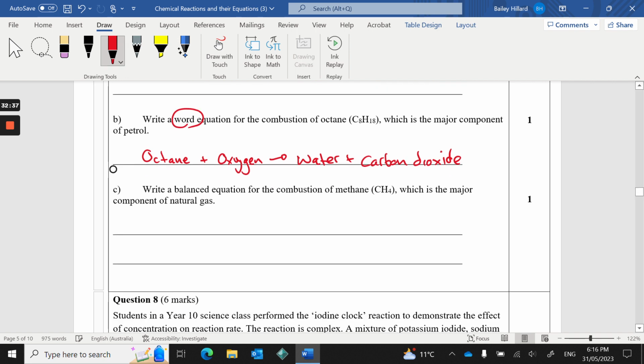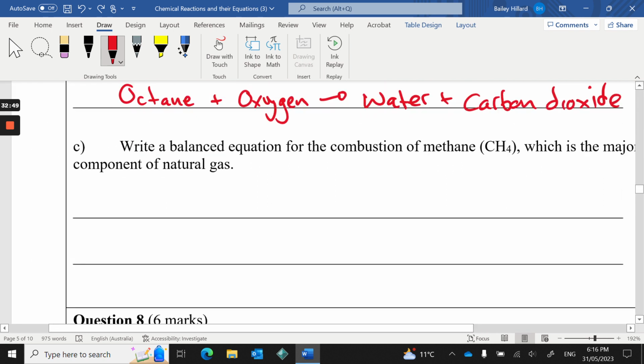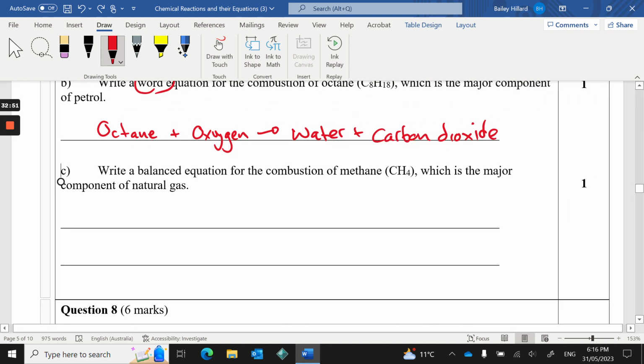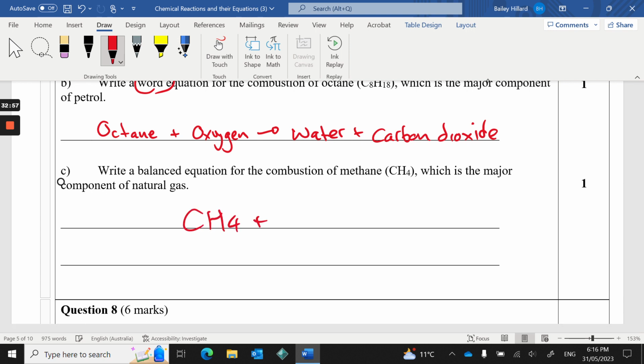Now we say write a balanced equation for the combustion of methane, CH4. So it gives you what methane is. You don't have to know that, which is a major component of natural gas. Cool. So here we use the actual chemical equation. So same thing as above, except now we're using chemical. So same equation, but in chemical notation. So CH4 plus O2 goes to H2O plus CO2.